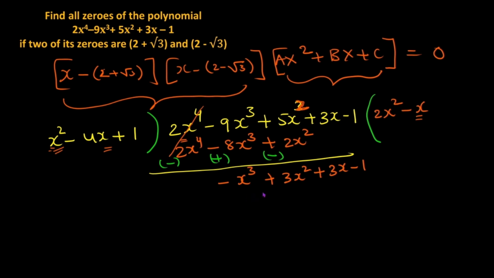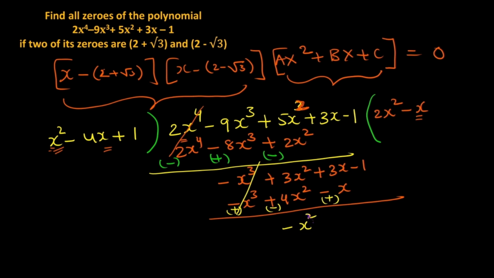So if you do this way, minus x into x square is minus x cube, okay? Then minus, plus 4x square, okay? And then minus x, okay? Then we subtract, which means we need to change the direction, okay? So these two terms will get cancelled. This term will become minus x square, right? So minus x square plus 4x and minus 1, okay?